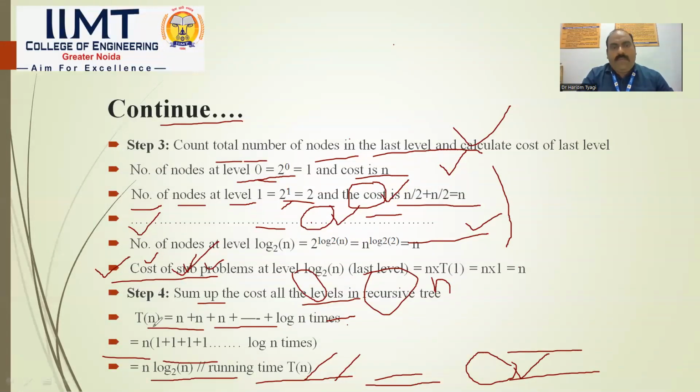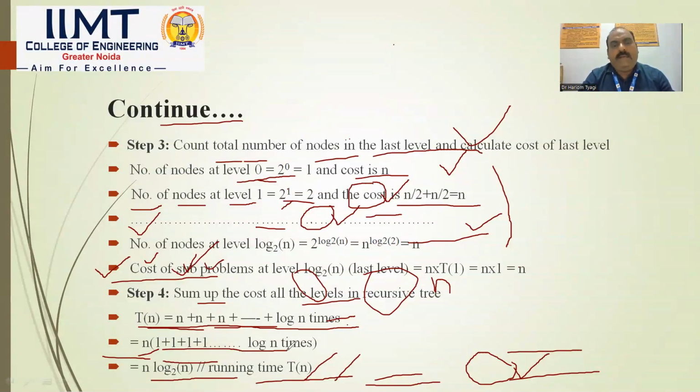See here, in the last step, we add the cost of each level: n plus n plus n plus n, up to log n times. Meaning you take a common n, then inside 1 plus 1 plus 1 up to log n times. 1 plus 1 plus 1 up to 10 times, the total result is 10. 1 plus 1 plus 1 up to 100 times, the result is 100. And here 1 plus 1 plus 1 up to log n times, the result will be log n. Then, as you can see, if you add n, log n times, the answer is n into log n.